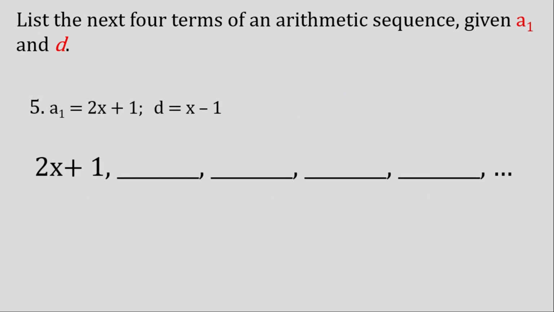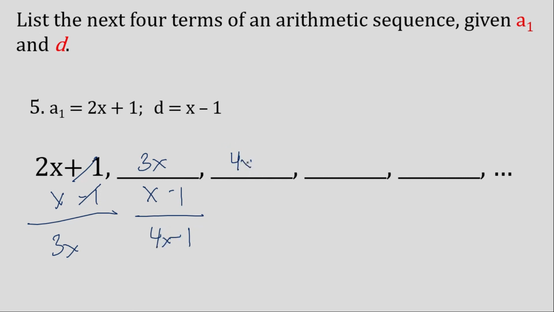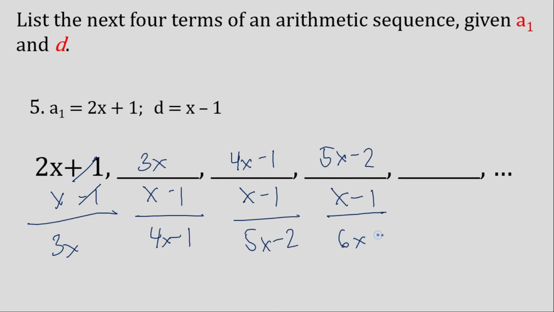Now let's go to the final number. A sub 1 is 2x plus 1, then D is x plus 1. So let's just add x plus 1 here. So we have 3x, then 3x plus x plus 1. So we have 4x plus 2, then plus x plus 1, we have 5x plus 3. Then we have x plus 1, and we have 6x plus 4. So that is the answer for this number. So just remember your polynomials.